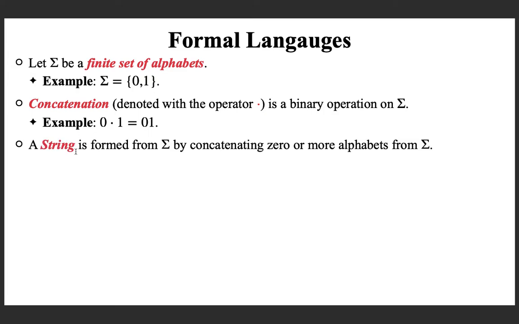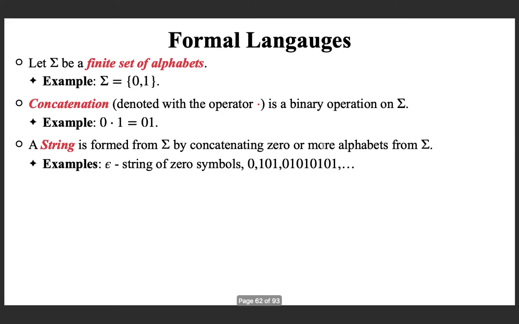Now a string is formed from the alphabets using concatenation. Example, epsilon is a string of 0 symbols. This is a special string with theoretical interest, and these are all strings. 0 is a string. This is the concatenation of 1, 0 and 1. So by concatenation you can form all binary strings.